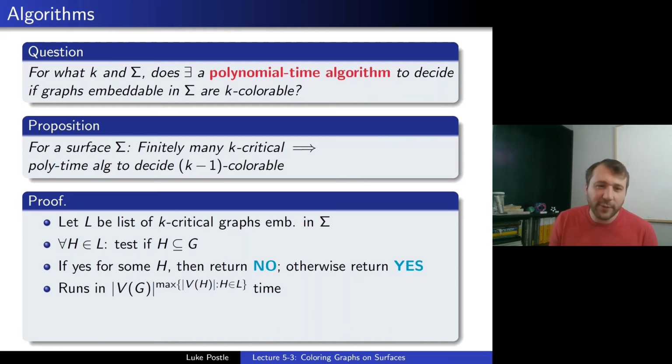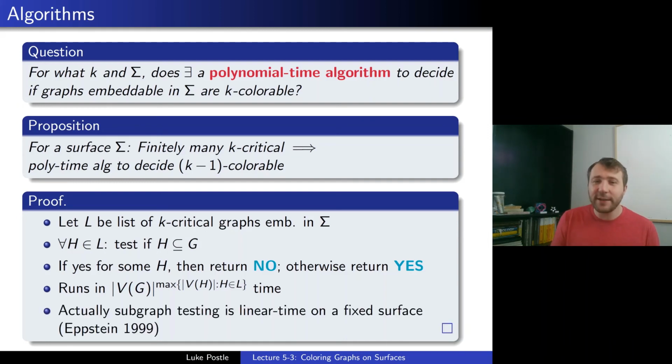Well, obviously it would run in at most V(G) to the maximum number of vertices of H, of these graphs in your list, time, right? So to test a subgraph H, whether it's in G, you could just test all collections of vertices of that size and see if they have the subgraph. So it would be polytime where the exponent would depend on the list, which would depend on the surface.